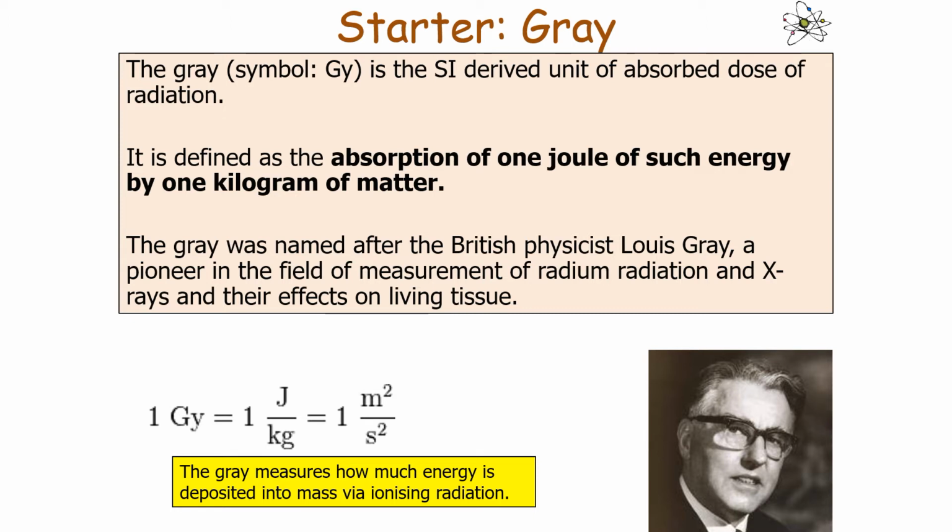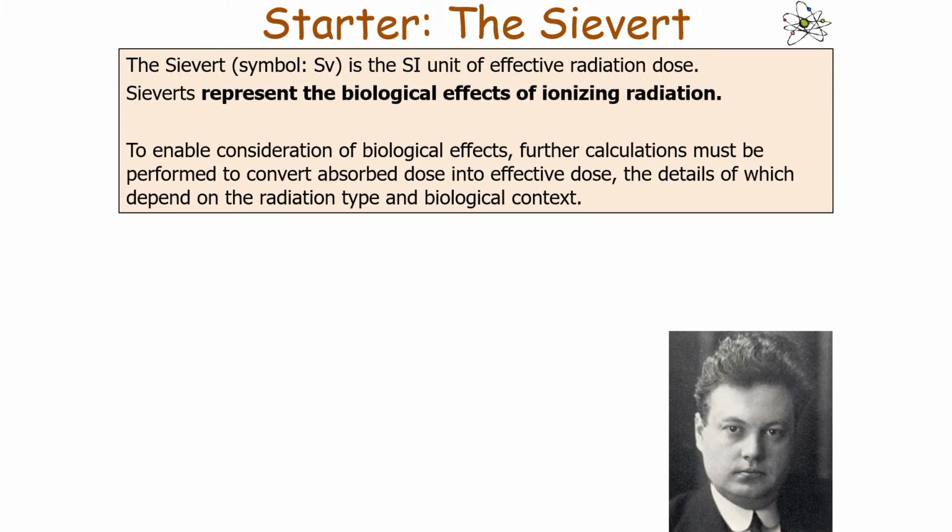Now the final unit of radiation which we've got to be aware of is the Sievert, which is the SI unit of effective radiation dose. So Sieverts represent the biological effects of ionizing radiation. So when you've got to consider the biological effects of radiation, further calculations have to be performed to convert the absorbed dose of energy, which is given by the Gray, into an effective dose, which depends on the type of radiation and the biological context of where that radiation hits.